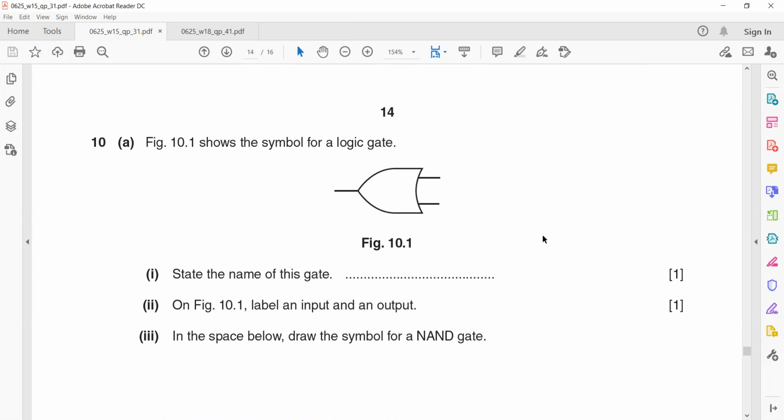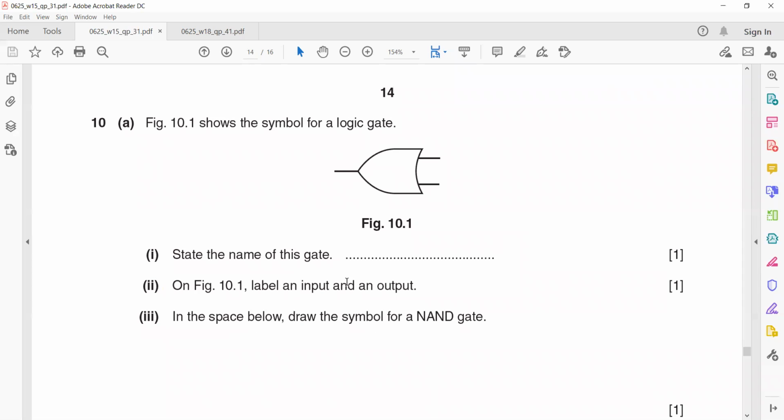Figure 10.1 shows a symbol of a logic gate. State the name of this logic gate. What's the name of this? Yeah, that's right. It's OR gate. And label input and output. So this one is input, input, and output.